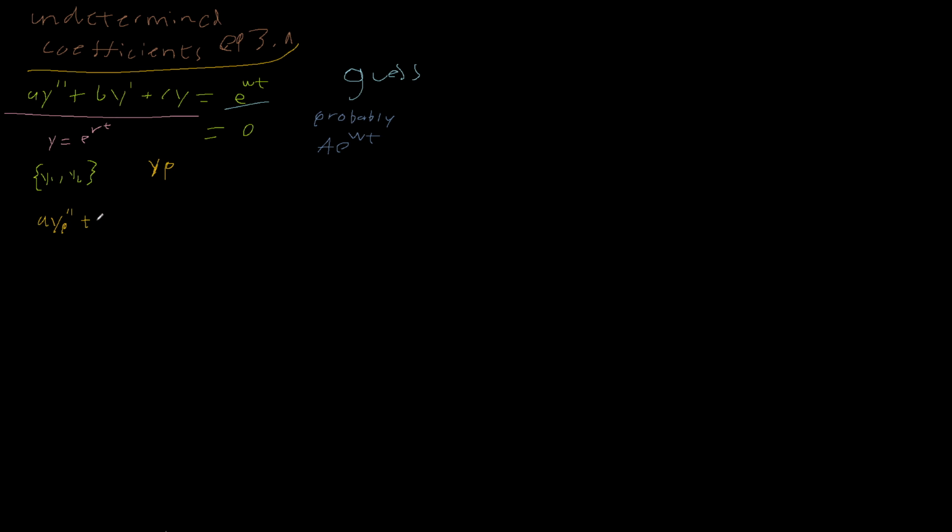So let's just substitute yp into a yp double prime plus b yp prime plus c yp equals e to the wt. When we actually do that, we're going to find that we get e to the omega t times big A, times a omega squared plus b omega plus c. Let me clean that up a little bit and rewrite this: a omega squared, with big A here, e to the omega t, plus b omega plus c.